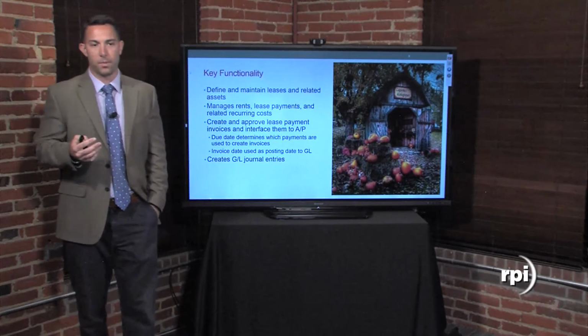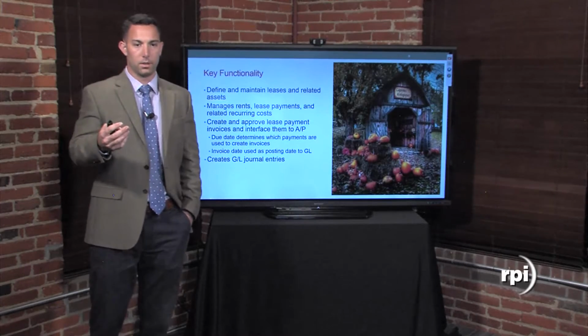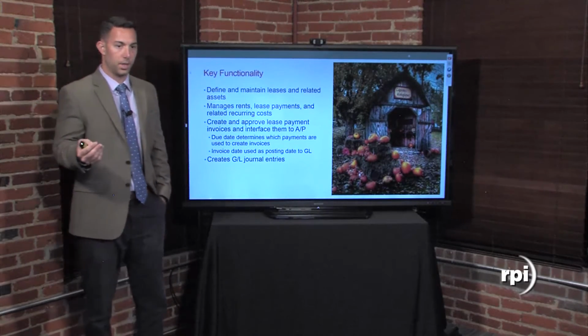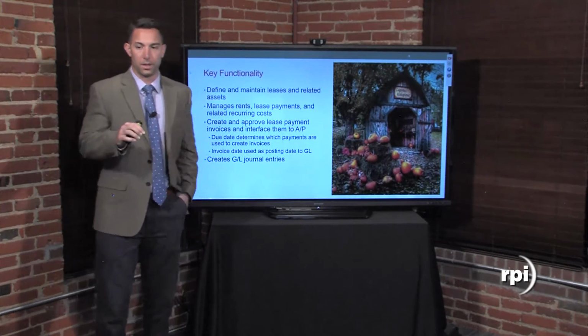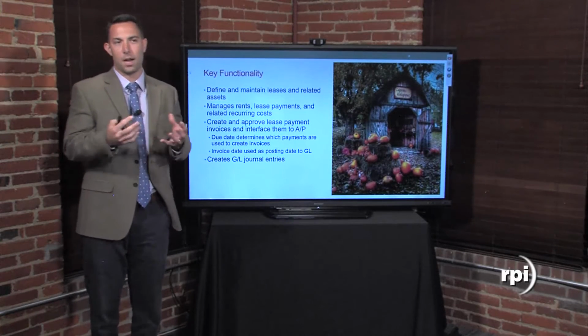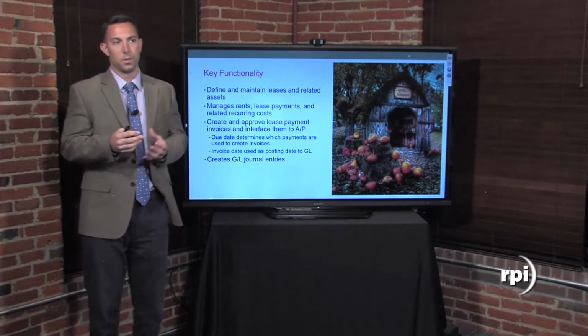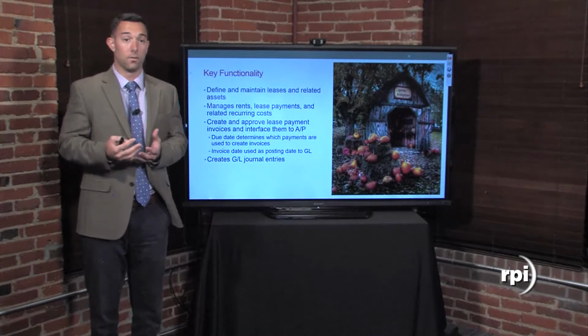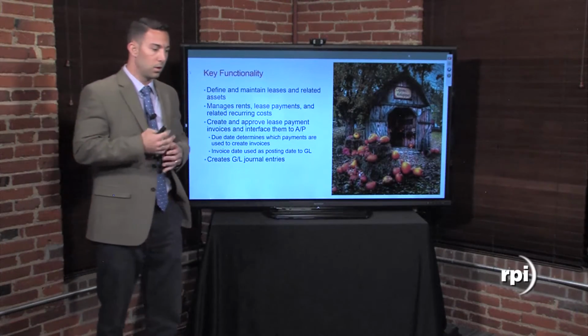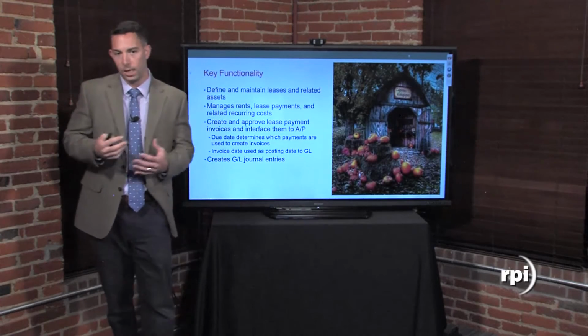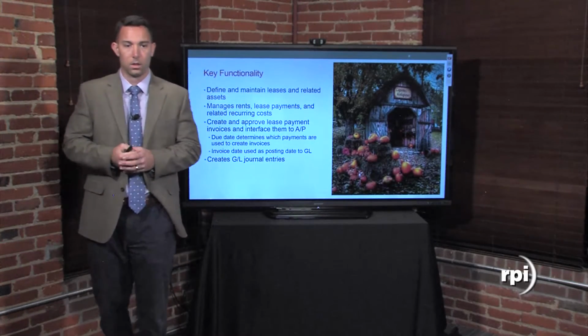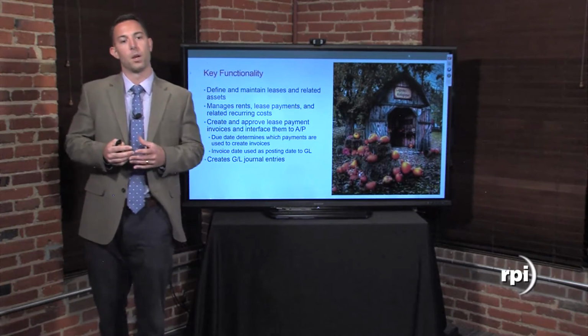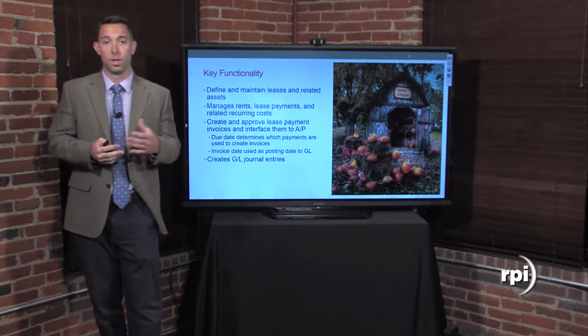So the lease management module also creates those invoices and interfaces those into AP like we said. It's not a routing process for approval, but you do need to have an authority code on your lease invoices, and those invoices can't be interfaced into AP unless someone approves them. So there is that control there between the lease management system and AP.